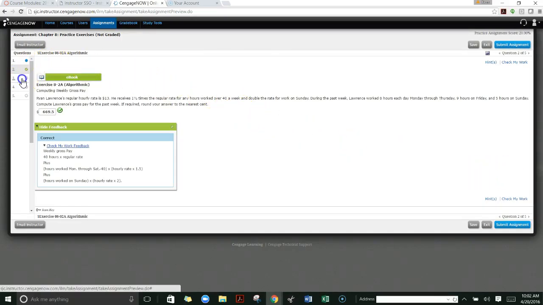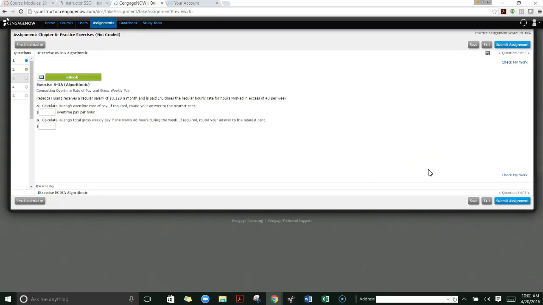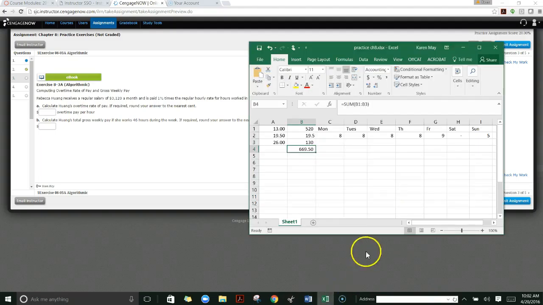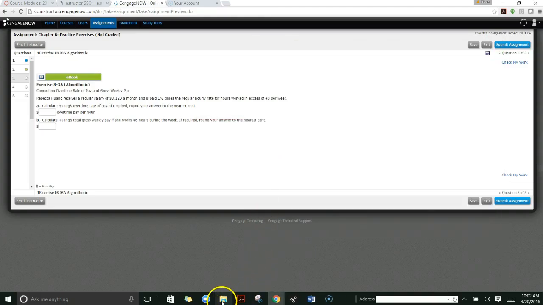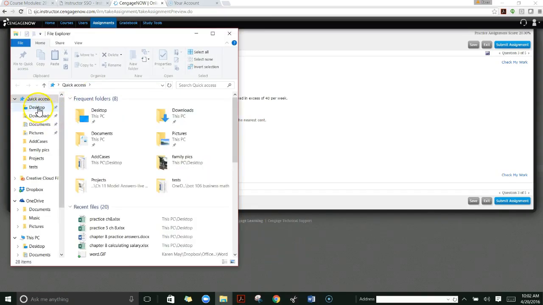Okay, the next one, number 3. On this one you have to calculate from the monthly salary. So you have to figure out what their annual and weekly salary is.